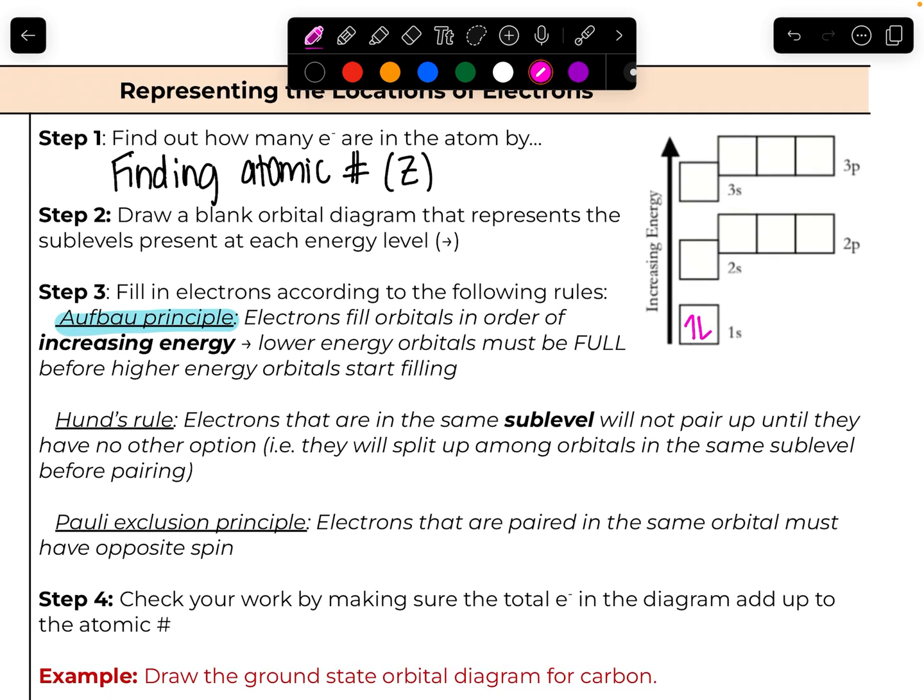So this is showing you where our electrons will fill into the energy levels. They start at the low energy level, 1s, then they fill up. Then comes Hund's rule. Hund's rule states that if your electrons are in the same sublevel, meaning they're all in P, they're all in D, they're all in F, they're not going to pair up in an orbital until they have no other option.